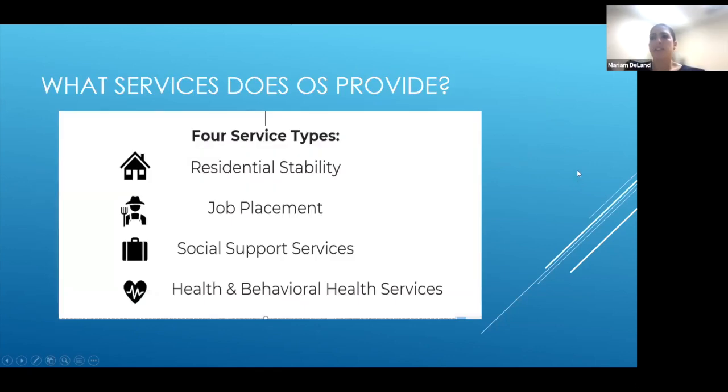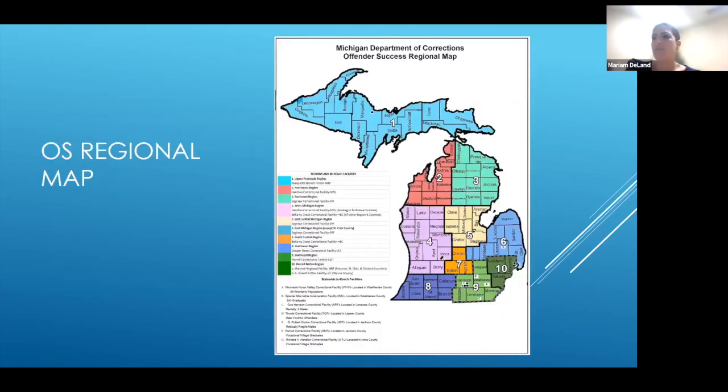OS provides 4 different types of services. We provide residential stability, job placement, social support services, and health and behavioral health services. We follow the state's prosperity regions in the way that our program is divided up. Michigan is divided into 10 prosperity regions. Each of those regions has an agency that's contracted to administer the program in that region. So depending on where you are in the state, you can see which region you'd fall under, and you'll also see a directory of the staff from that region.